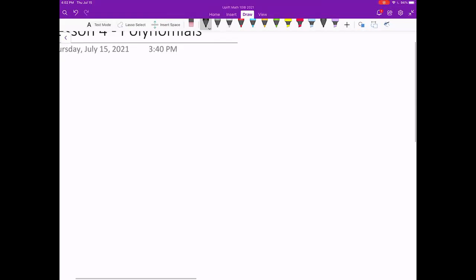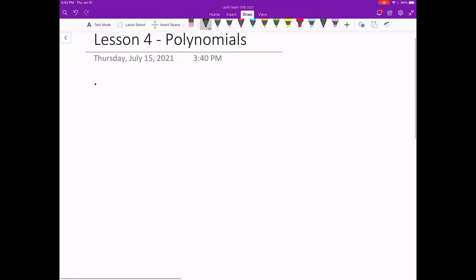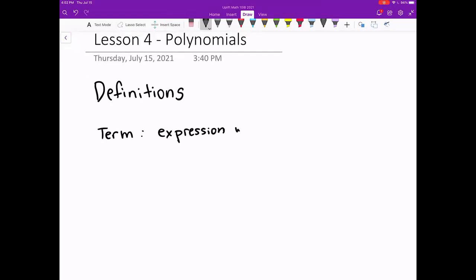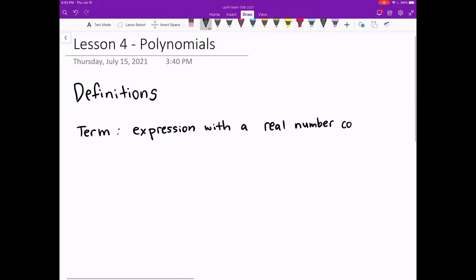So, David. Okay, so these are some pretty important definitions. The most basic unit of a polynomial and the most important definition in this entire unit would be: what is a term? A term is essentially a mathematical expression consisting of a real number coefficient and a variable with a whole number power.